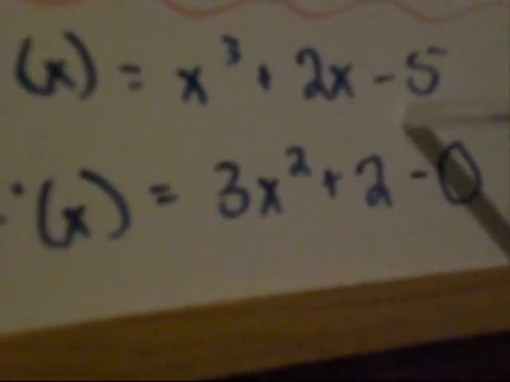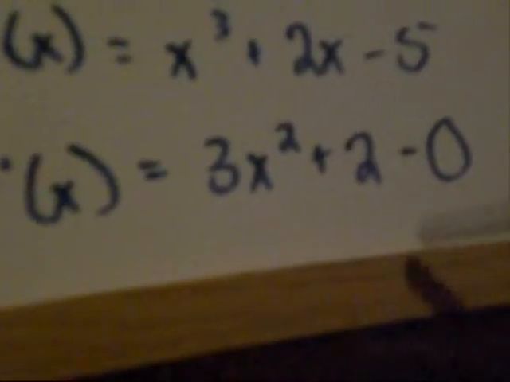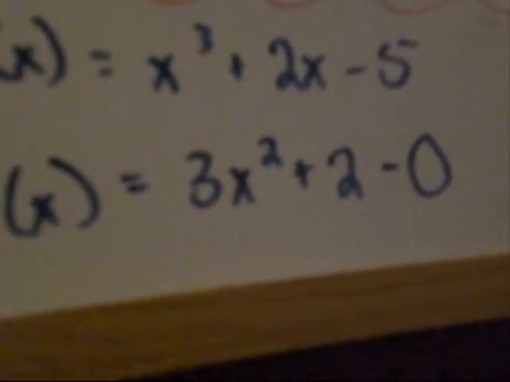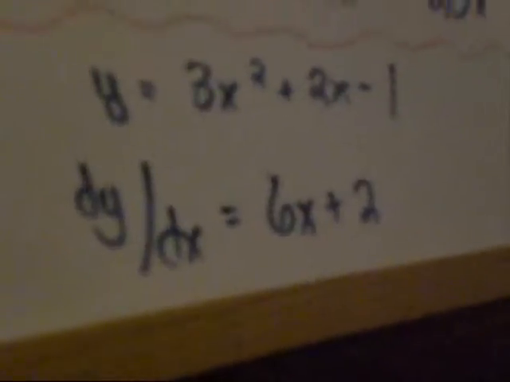Then you have your constant 5, so the derivative of that is just 0. So it's just 3x squared plus 2 minus 0. That's your final derivative.